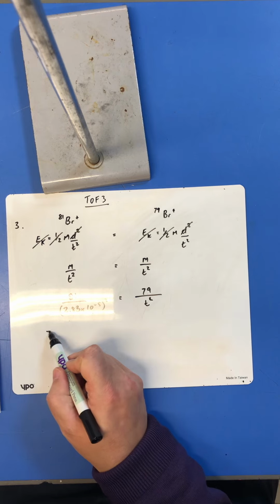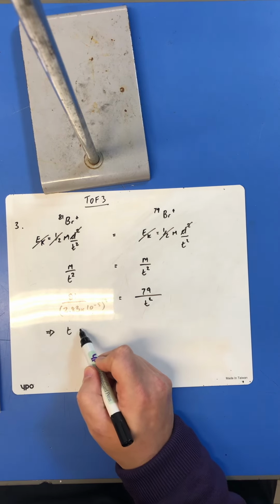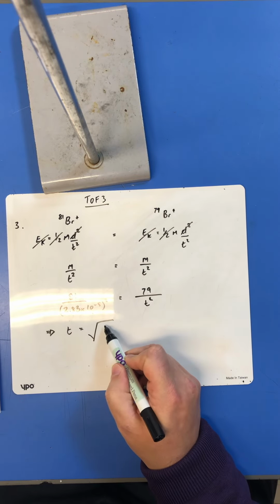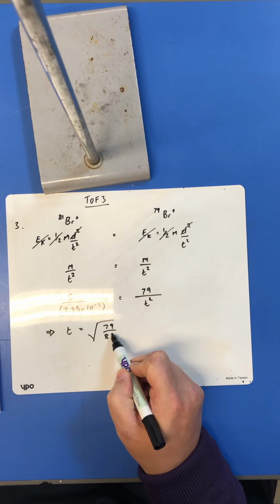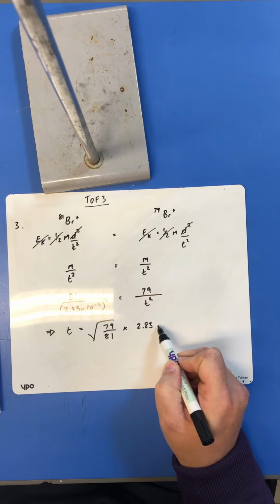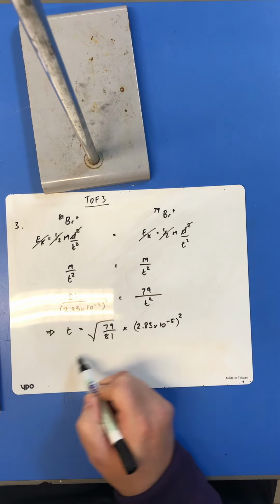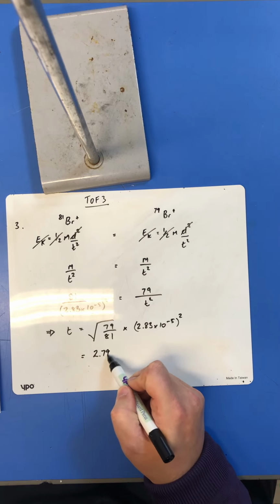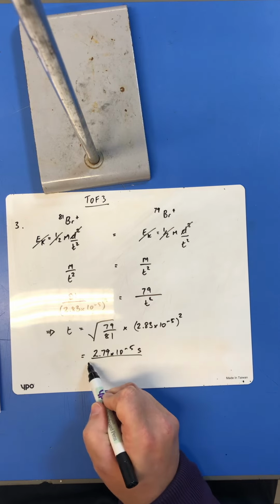If we rearrange this equation, we find that t is equal to the square root of 79 over 81 multiplied by the time squared. And we should find that the answer is 2.79 times 10 to the minus 5 seconds.